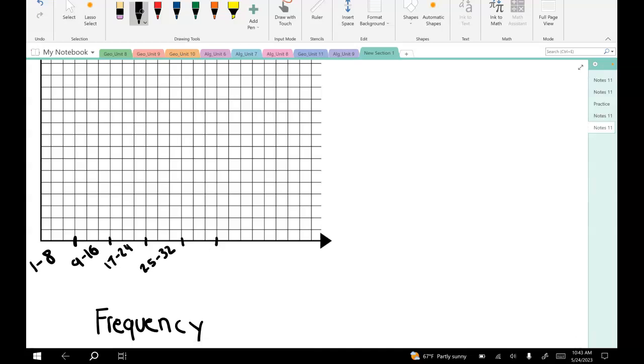Then move over another 3. I'm just going to get out a note so I can look. We're going 33 to 40, and then another 3, 41 to 48.